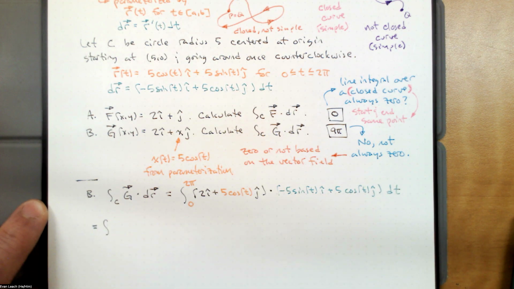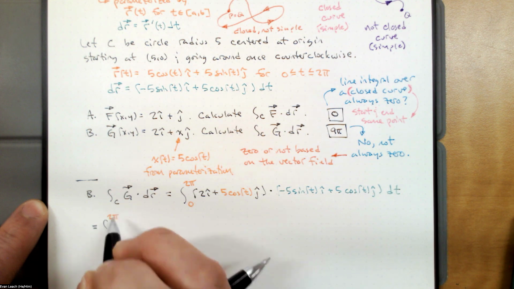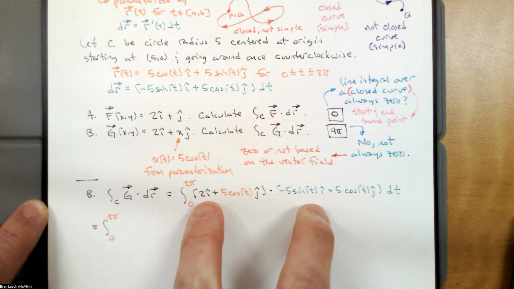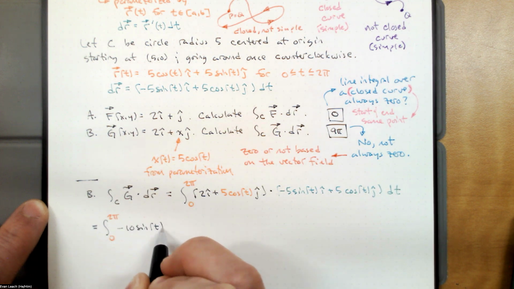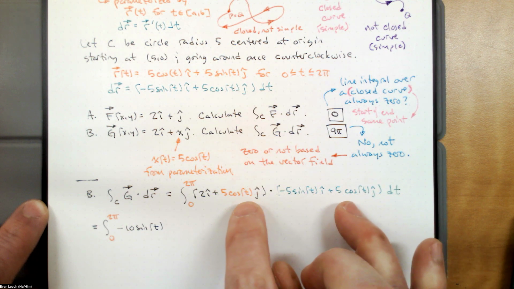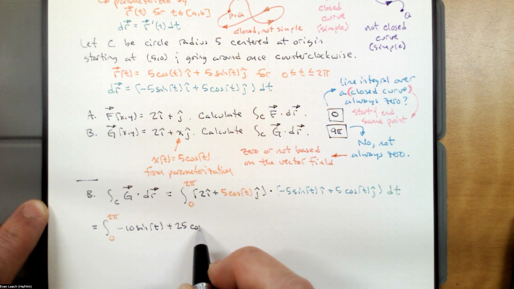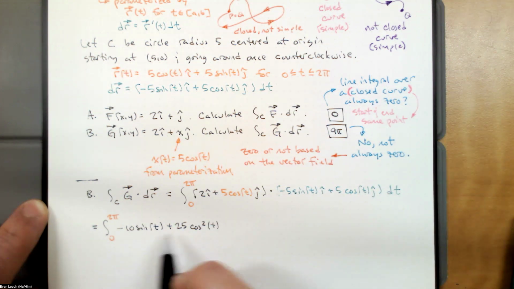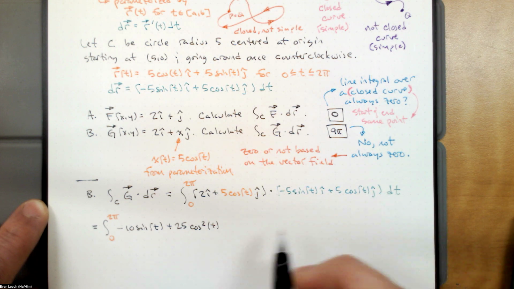We are still integrating from 0 to 2 pi. Here we'll have -10 sine of t plus 25 cosine squared. This is a scalar function because we've done the dot product, so I don't need i's and j's anymore. And this is still dt.